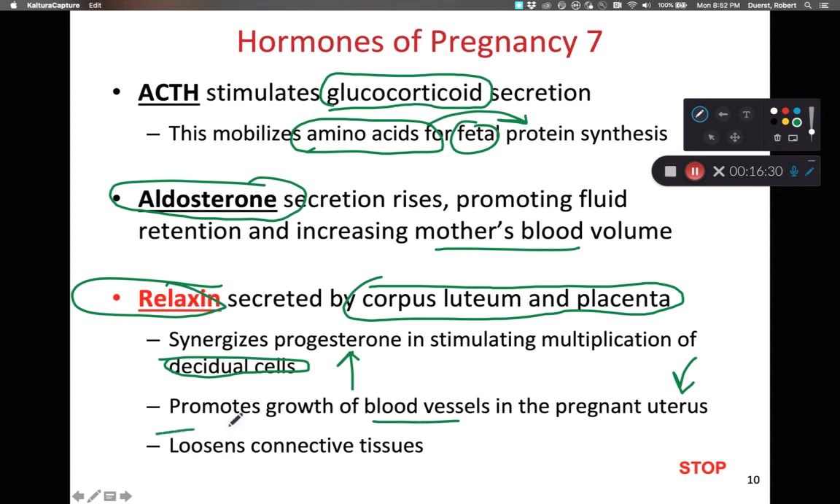And then finally, relaxin loosens connective tissues. Think of dense regular and dense irregular connective tissues. Notably, the pelvic girdle and the pubic symphysis are loosened by relaxin. Late in pregnancy, many women complain about sacroiliac joint pain. And the reason they are experiencing sacroiliac or SI joint pain is because of elevated relaxin concentrations, causing the sacrum to shift relative to the two coxal bones.